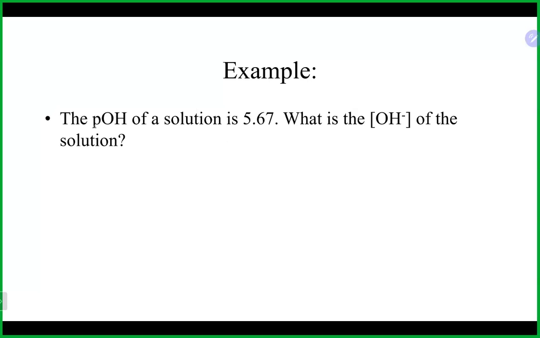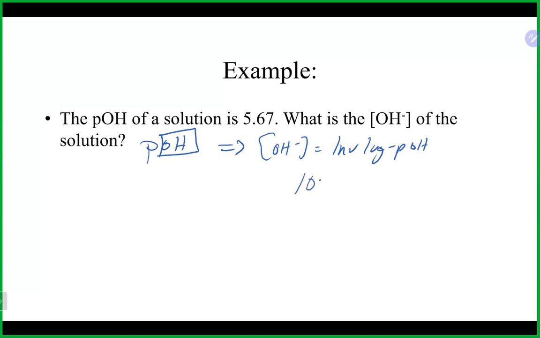Okay, so again, here we have the pOH telling us that we can get directly from it the OH minus concentration using our formula here. Good news is it's really the same formula regardless of which one you're doing. Again, going to do a 10 caret minus 5.67 in this case. And that's going to get us a 2.1 times 10 to the minus 6 molar in this case.